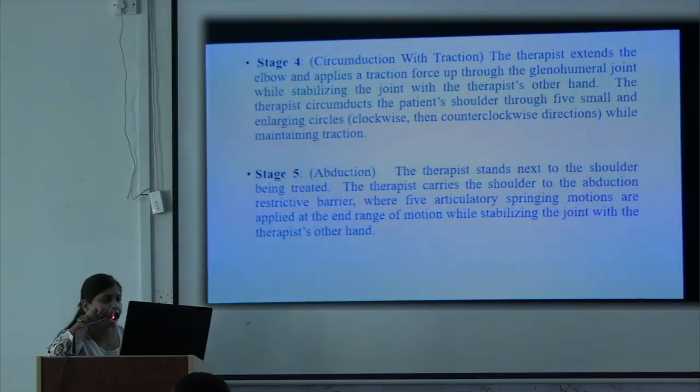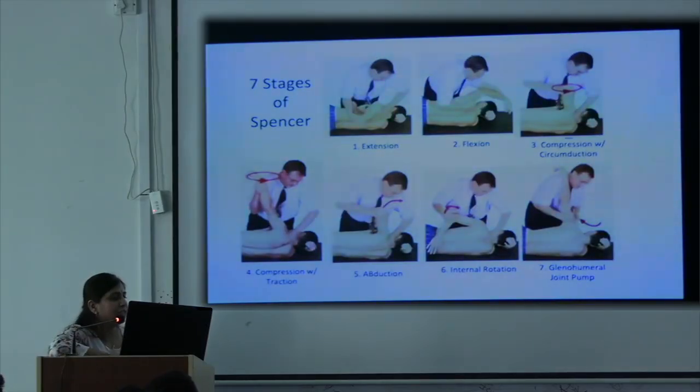The fourth stage is the circumduction with traction. The therapist extends the elbow and applies the traction force upward through the glenohumeral joint while stabilizing the joint with the other hand. The therapist circumducts the patient's shoulder through 5 small and enlarging circles clockwise, then counterclockwise, while maintaining the traction. In this, the therapist tractions the glenohumeral joint upwards and circumducts the shoulder joint clockwise and anti-clockwise.